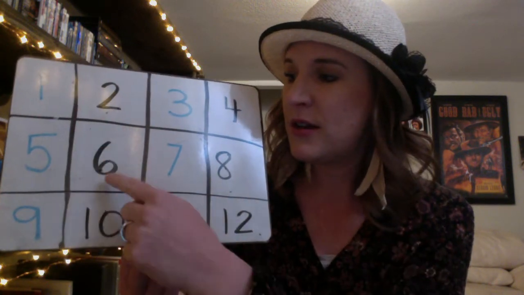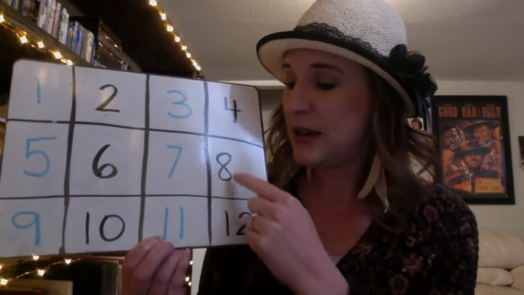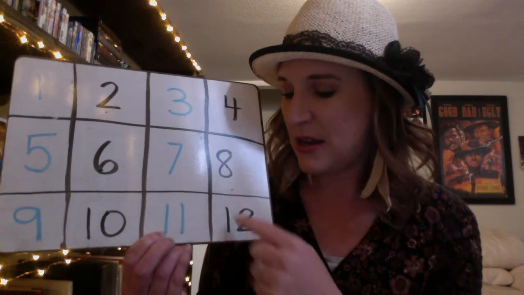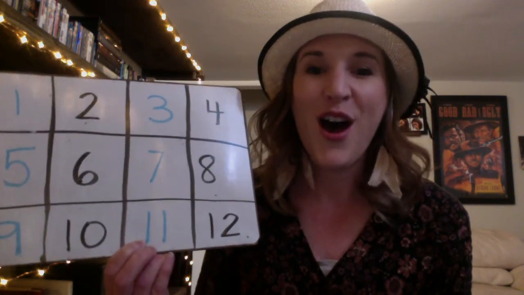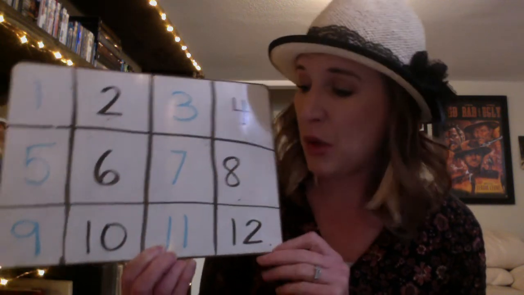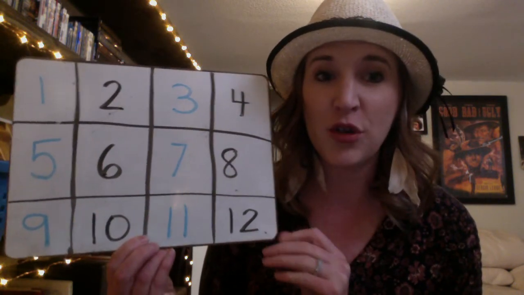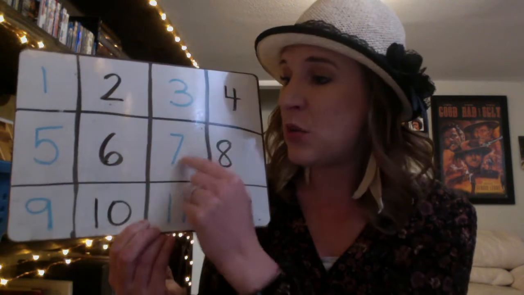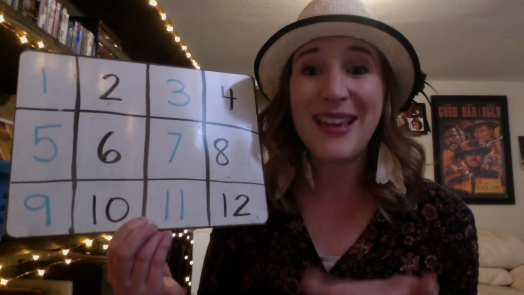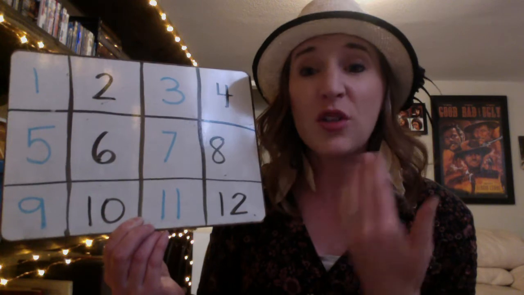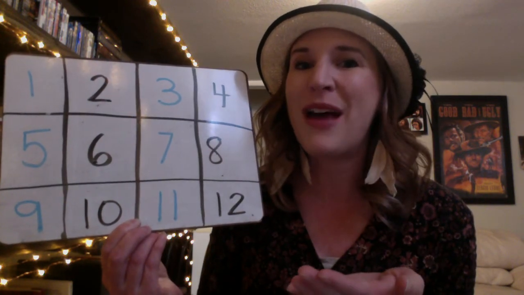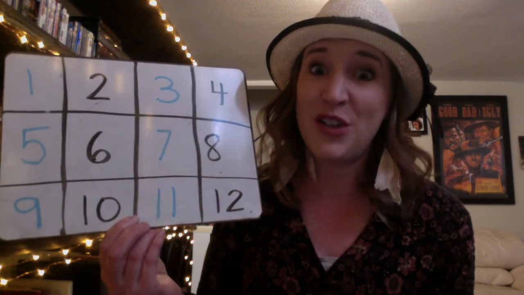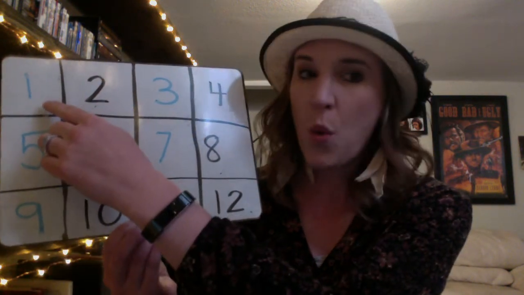2, 4, 6, 8, 10, 12. Awesome. If you have troubles with this, I want to show you another trick. You could just whisper the numbers that we're hopping over and then say the counting by twos numbers out loud. So it's like you're counting by ones, but the numbers that you're saying out loud are counting by twos numbers.